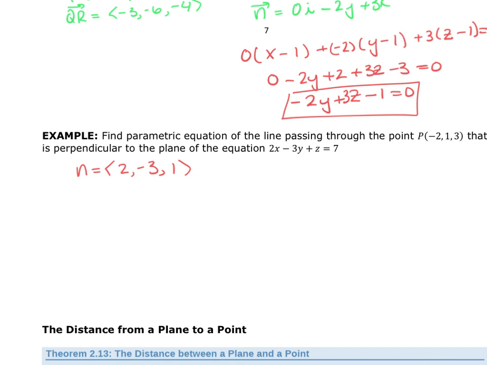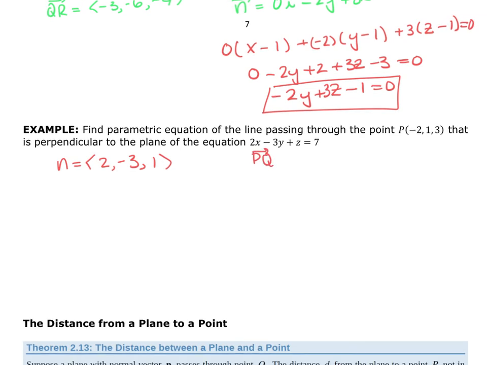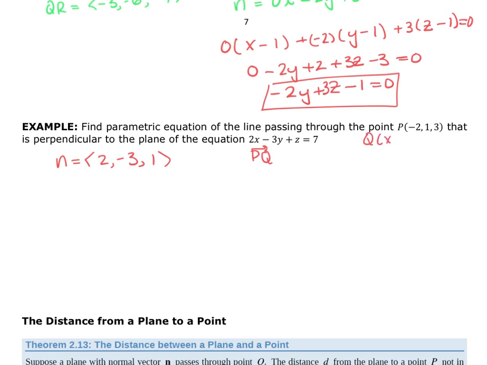So I'm going to find another vector, P to Q. I don't have a Q, so I can always say Q must be x, y, and z. So from P to Q must be x plus 2, y minus 1, and z minus 3. Now this vector P to Q, because it has to be perpendicular to the plane, means it's running parallel to this normal vector.